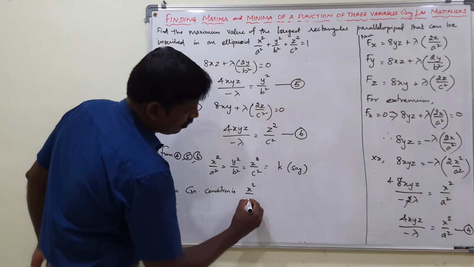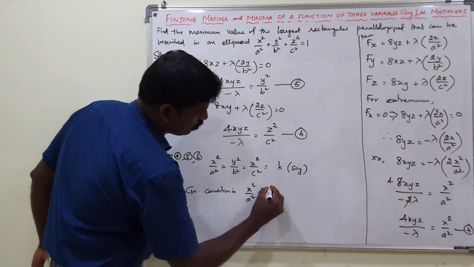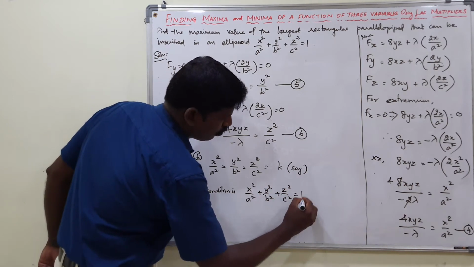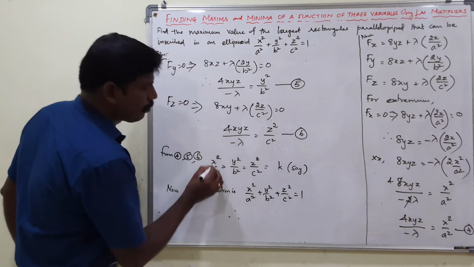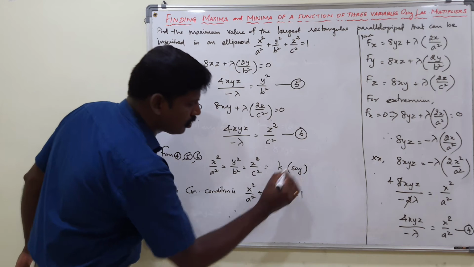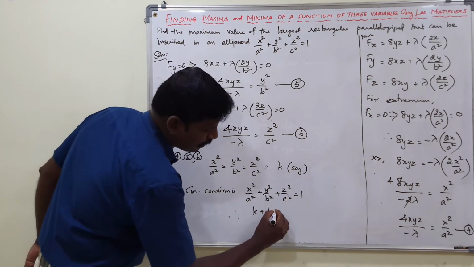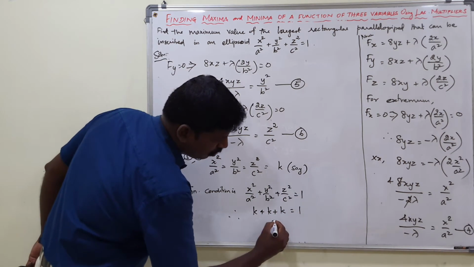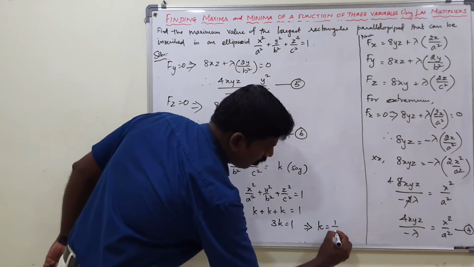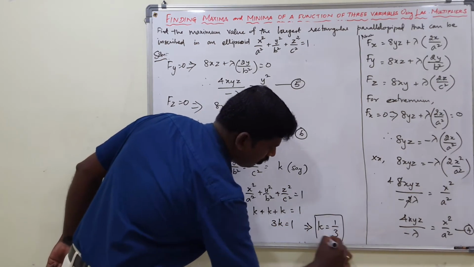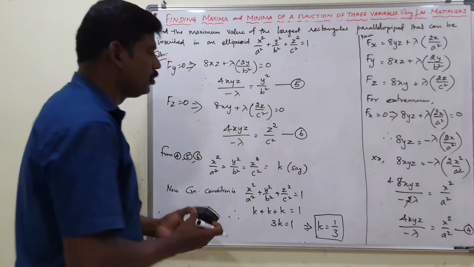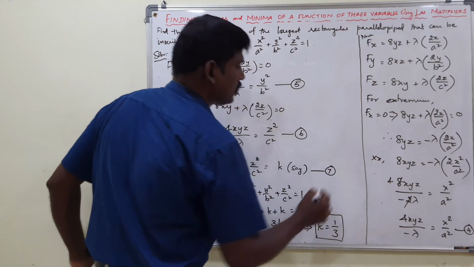x square by a square plus y square by b square plus z square by c square is equal to 1, isn't it? Therefore, what is x square by a square? It is k. Same like that, y square by b square is also k, z square by c square is also k. So k plus k plus k equal to 1. So 3k equal to 1. This implies k is equal to what? 1 by 3. So k is 1 by 3. We can substitute here. I call it equation number 7.